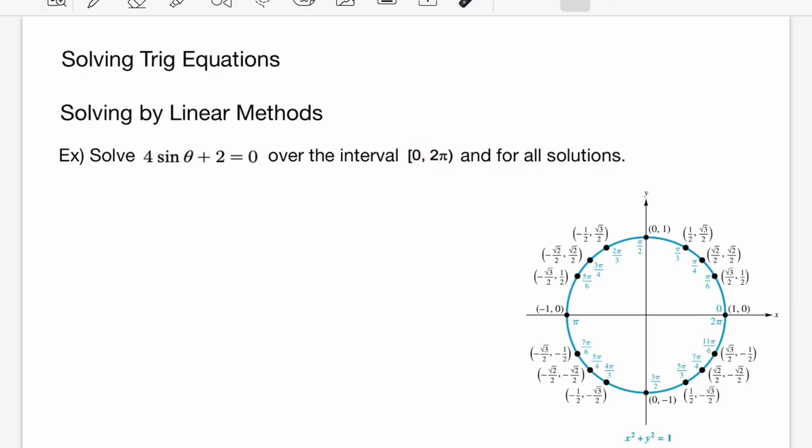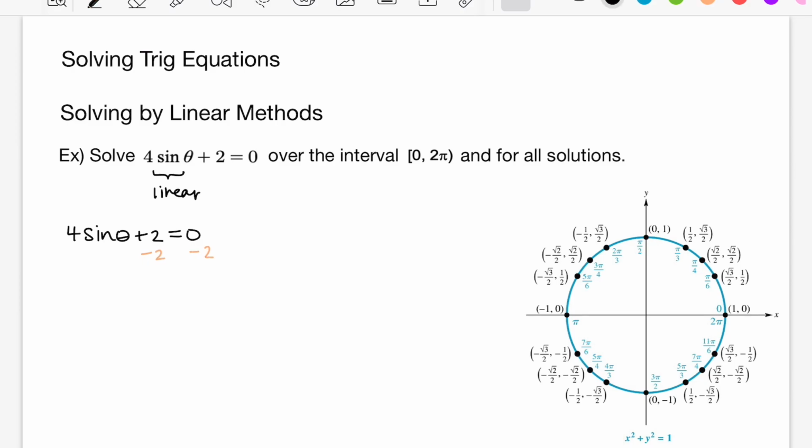of this interval. So we can see that this equation involves the first power of sine theta, so it must be linear in sine theta. So we'll write that here. This is going to be a linear equation. So the first thing that we'll do is isolate sine theta.